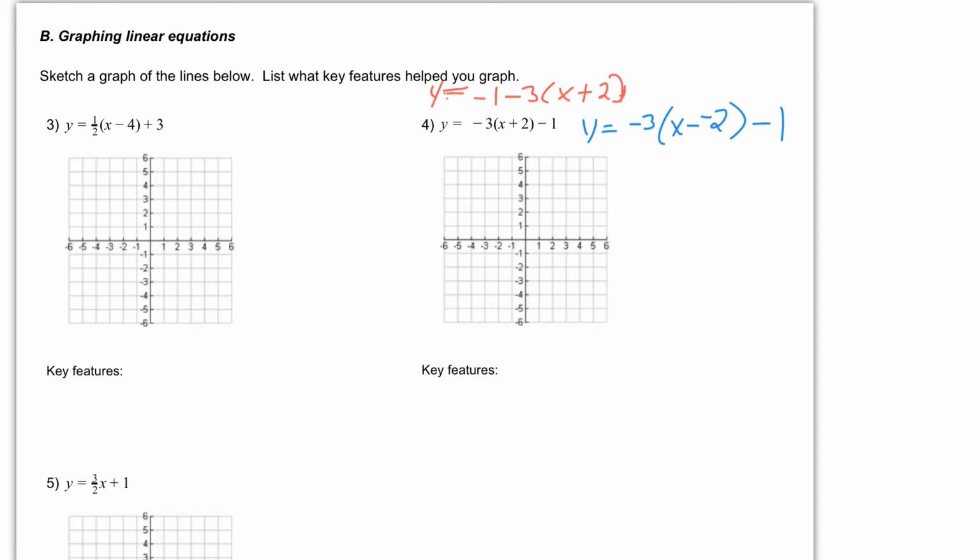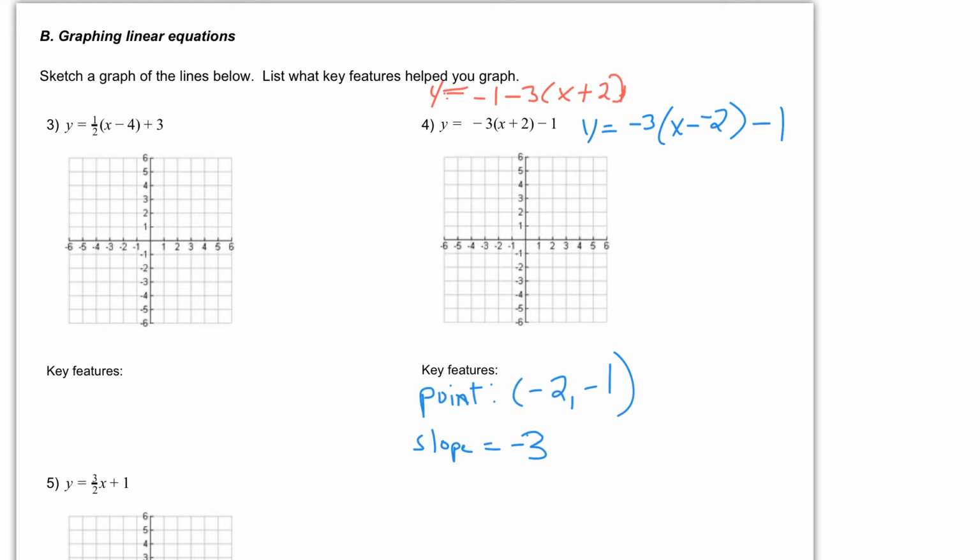So when we talk about key features in graphing, one of the things that we can write down is we do have a point, and that point that we're going to use is the point -2, -1. So the -2 is coming from here, and our -1 is the y value out here. And then our slope is always the number that's being multiplied, so that's that -3. So we can also say that we have a slope equal to -3.